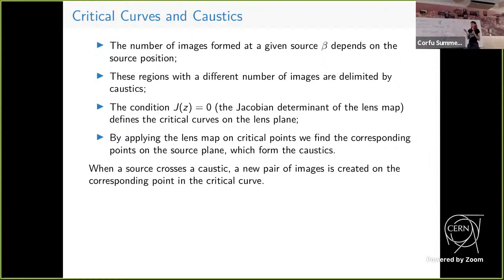Through this condition, we find the critical curves. The critical curves are on the lens plane. Starting from the critical curves, we apply the lens map on these critical points, and we find the corresponding caustics on the source plane. Why are these caustics so important? They are important because when a source crosses a caustic, there is a new pair of images.